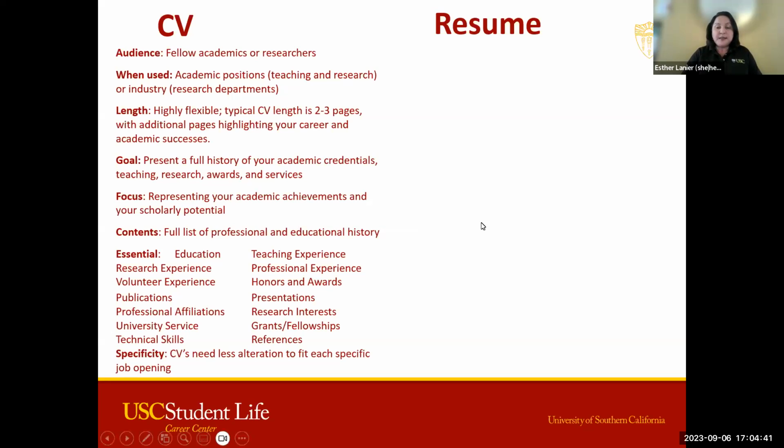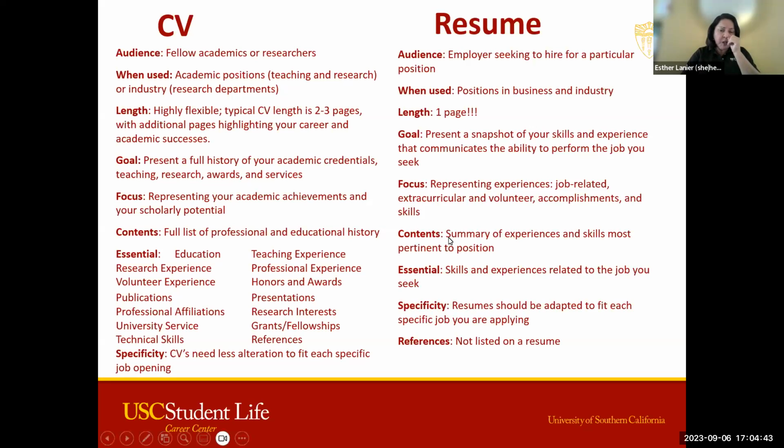When it comes to the resume, it is a little bit more to the point, I would say. Obviously, the employer is the audience because they're the ones seeking to hire for a particular position. Therefore, the positions tend to be more in business and industry. We are looking at one page, and I know that for some of you that have a long CV, putting it to one page can seem scary. How do I do that?